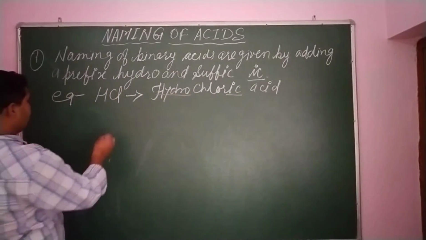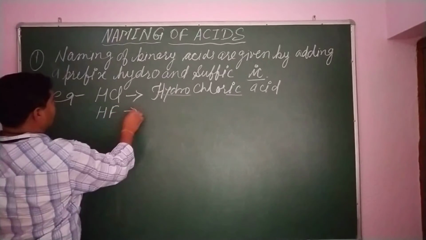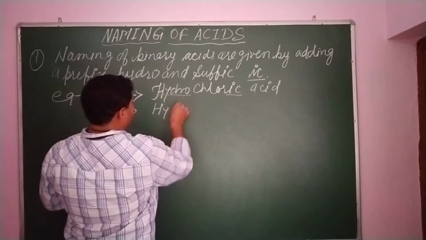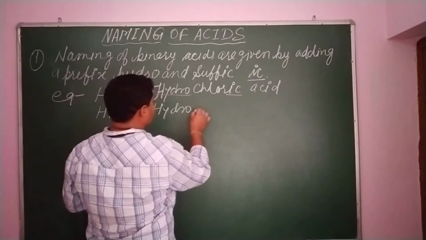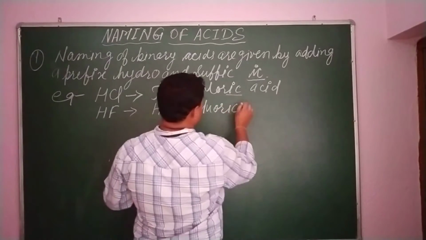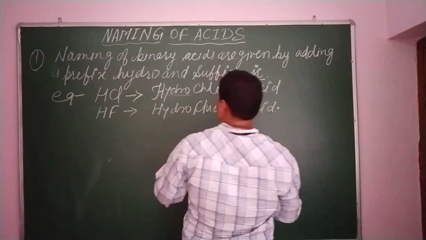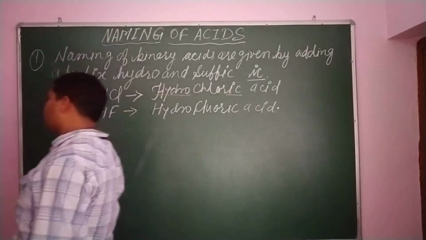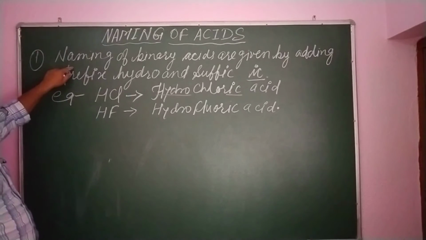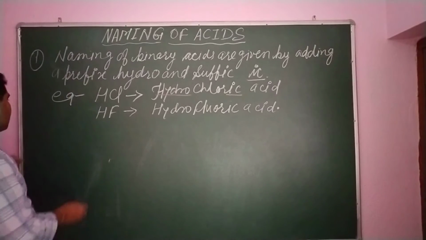Let us see one more example. HF, known as hydrofluoric acid. So this way the binary acids are given names. Let us know the second rule.